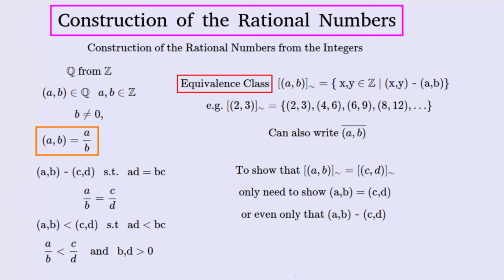In fact, it is only necessary to show that these two ordered pairs are equivalent. So when we prove that the rational numbers are a field, or that this relation is an equivalence relation, we only have to show that two classes are equal by showing that they are equivalent.